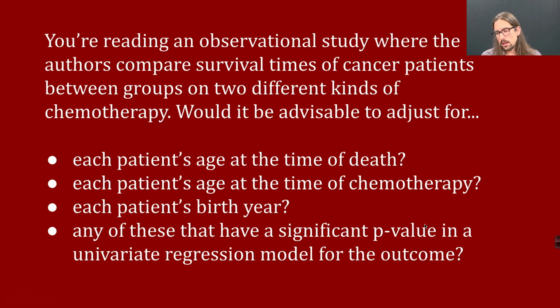All right, so let's try to practice that. Let's say you're reading an observational study. The authors compare survival times of cancer patients. Survival time is just a continuous measurement, right? Between groups on two different kinds of chemotherapy. Would it be advisable to adjust for each patient's age at the time of death, their age at the time of chemotherapy, their birth year, or any of these that have a significant p-value in a univariate regression model for the outcome? So think about this for a minute.